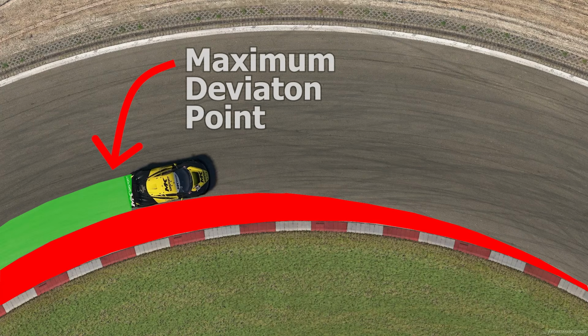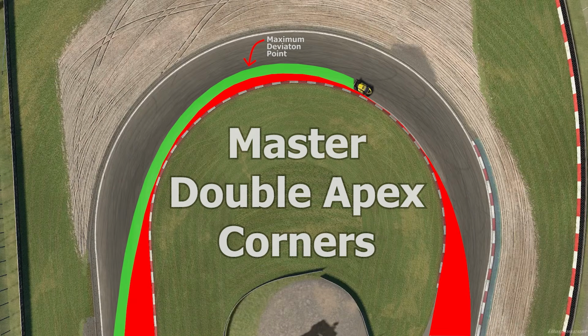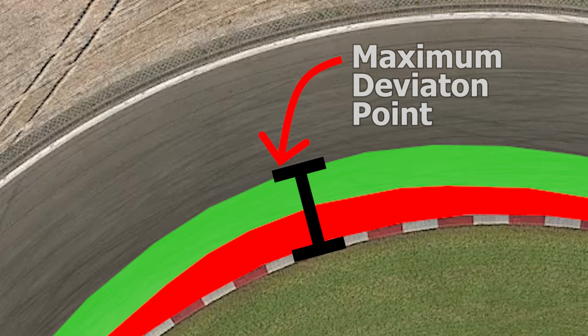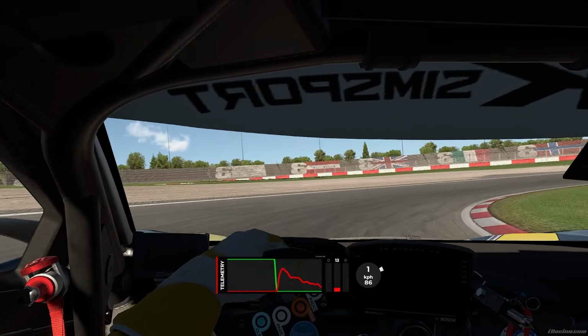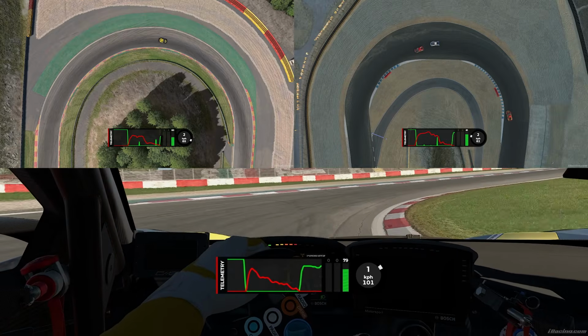This is the most important part of a double apex corner. It's the point where we're as far away from the inside curb as we're ever going to be. And it's also precisely the point that you should get on throttle in every double apex corner.